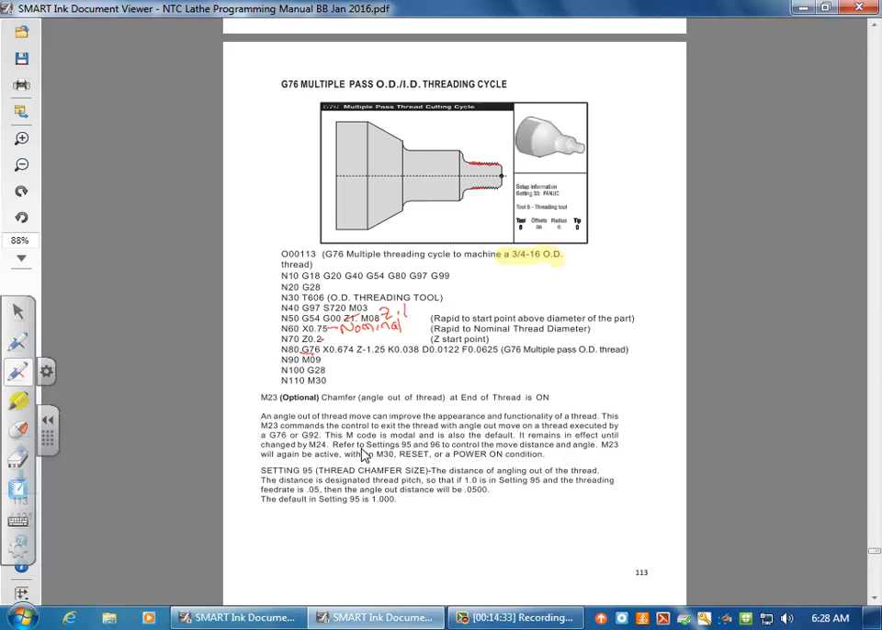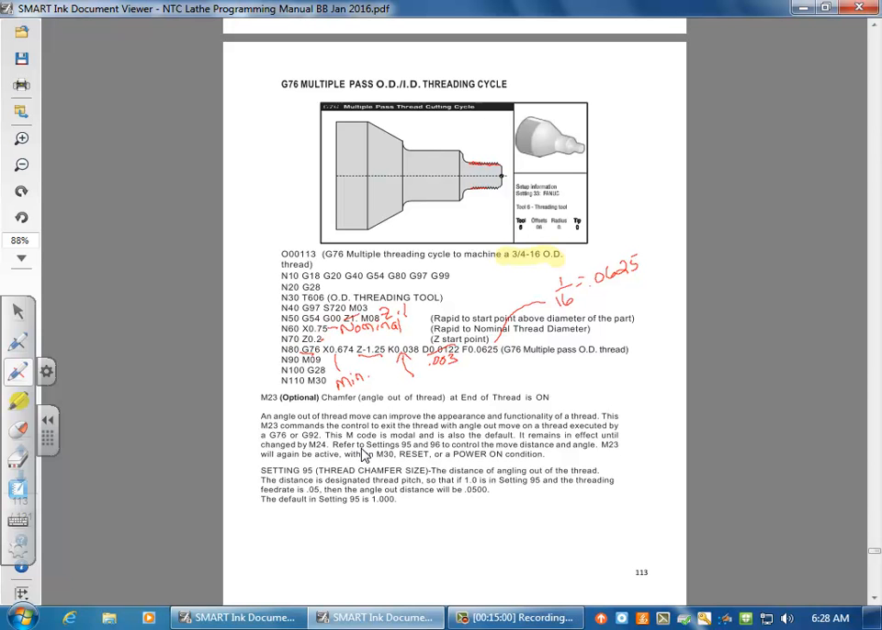Then you call up your G76. Your X is your minor. Okay, Z is the thread depth, how far is it traveling, and your K is the height of that thread. Okay, and then we have our D. Like I said, if you could use 3 to 5, that'd be great. And then here, that is 1 divided by 16 is equal to 0.0625.